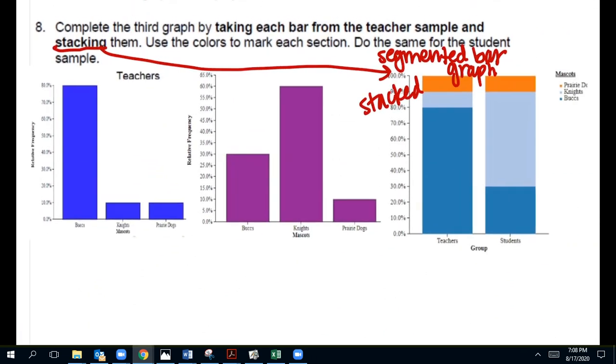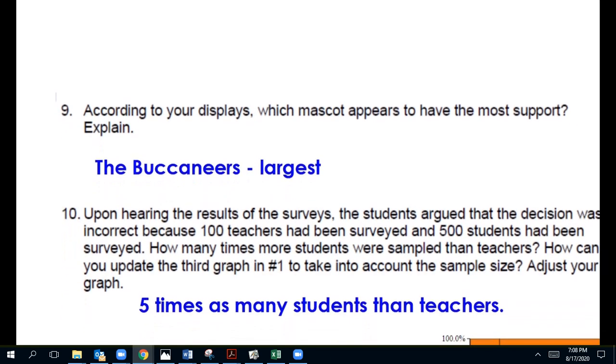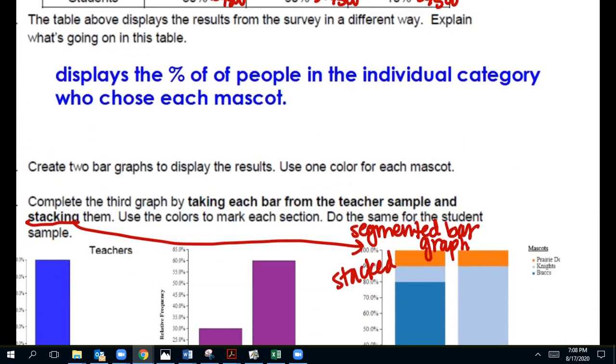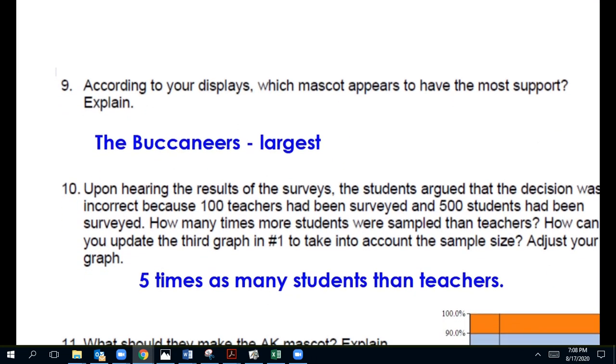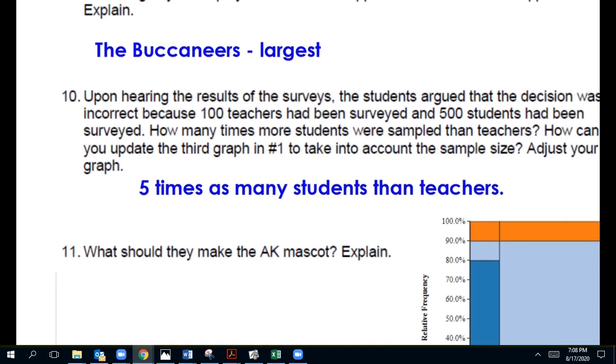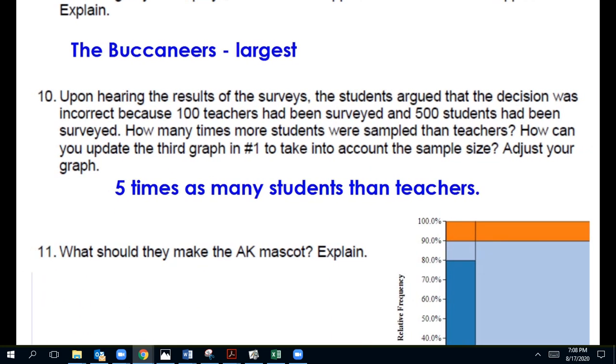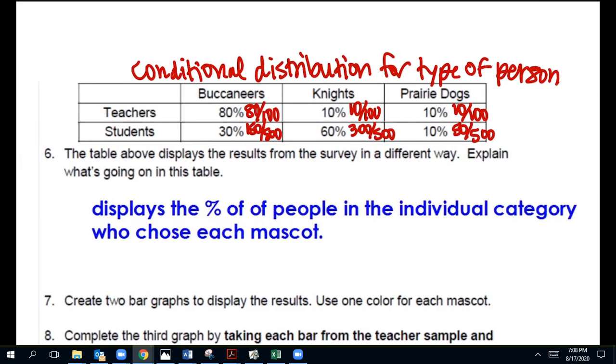All right. But remember, if you think about it, now they say, let's look at these displays. It looks like the Bucks, which is in the blue, has the most support. If you put those two together, teachers and students, that's way more than the orange or the light blue. And so that's the biggest, and that's why we want to pick it. But a lot of people might argue that we had 5 times as many students as teachers. And so we asked, how can you adjust your graph in number 8, your third graph?